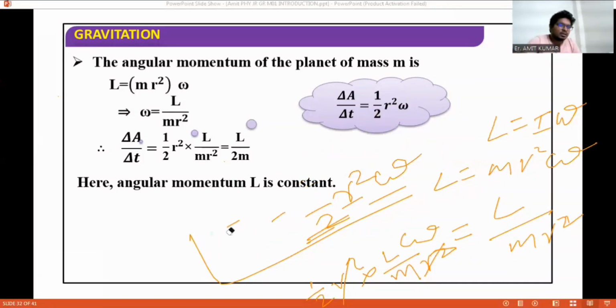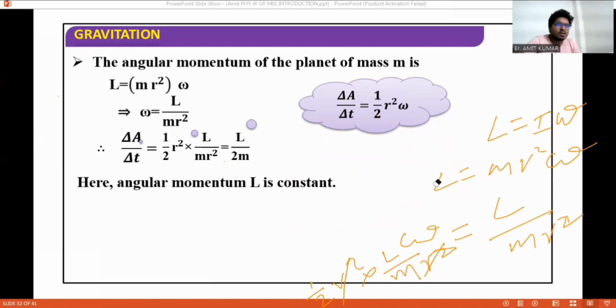So the rate of change of area with respect to time is always constant. Now it's already derived, so no need to remember the statement. You already know the mathematical relation now, and you also know how to derive it. I already derived all the steps.